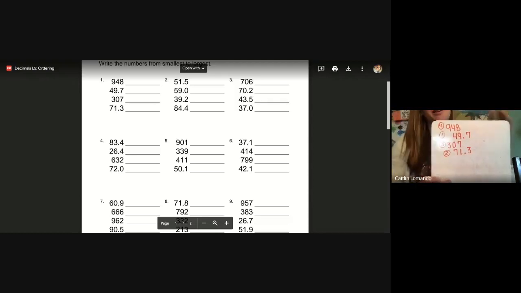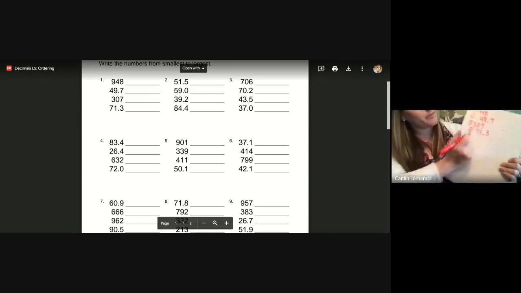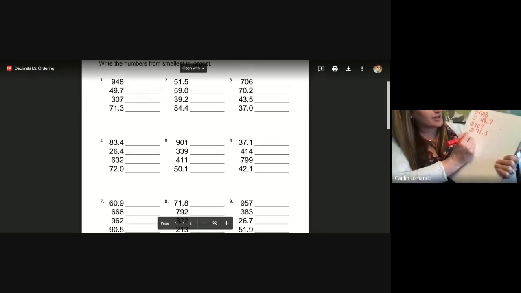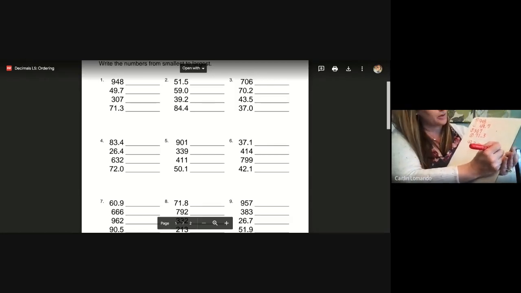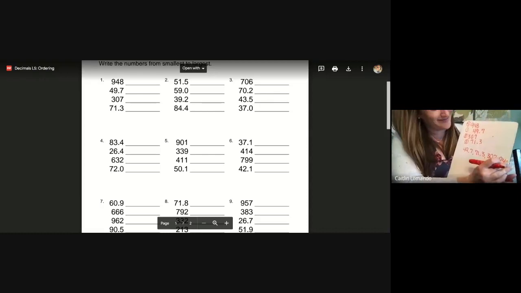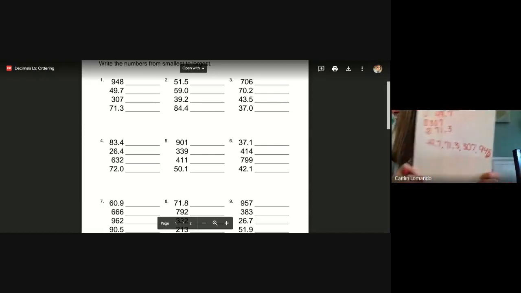Now I'm numbering them like this, but in our Google form, they'll be written like this. So you'll have your decimals separated by commas. So just so you know, that's the way you're going to see it. Oopsie. A little hard to write at an angle. In your Google form, you'll see it written like that.